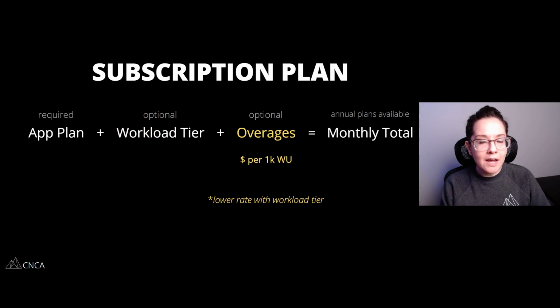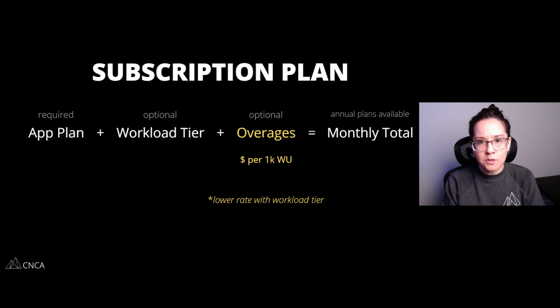Now you also have an optional overages feature that you can enable for your app as well. You don't have to turn this on, but it does act as a safety net. If your app is one where there's less predictability, maybe it has the potential to go viral, and you could see a huge spike in workload unit usage, overages act as a pay-as-you-go type of feature for any workload units you use that exceed your monthly allocated amount.